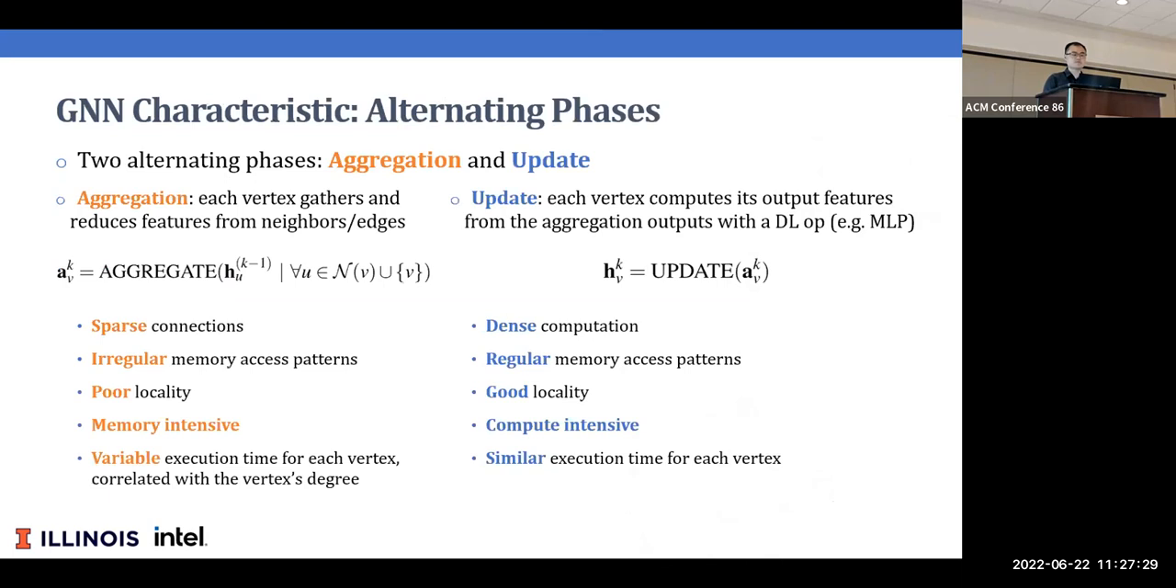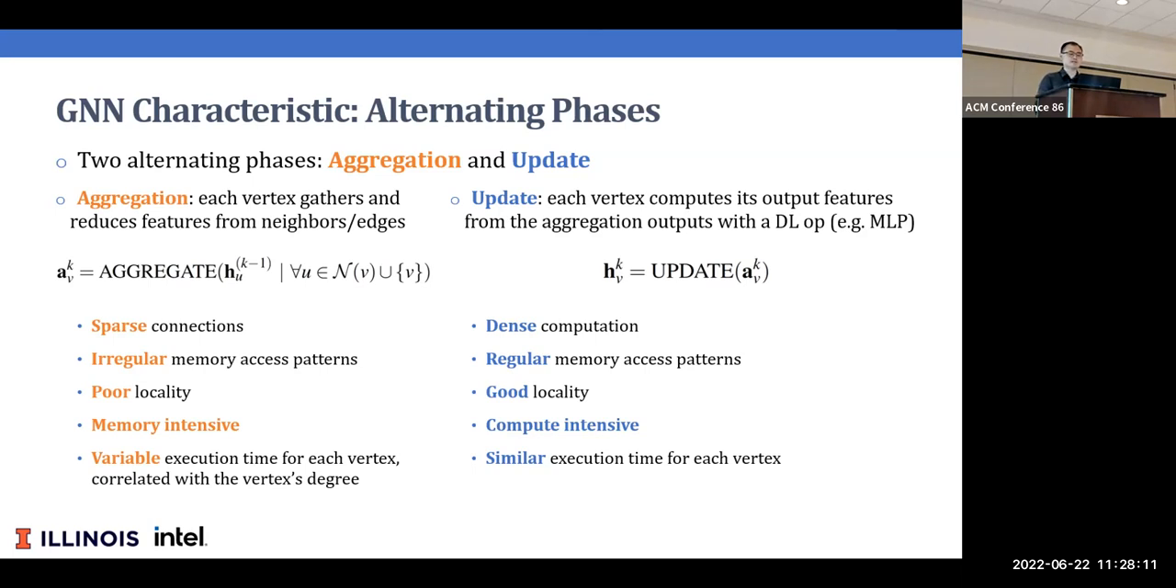A GNN often contains two alternating phases. The first phase is called aggregation, where each vertex gathers and reduces the features from its neighbors and/or edges. The subsequent phase is called update, where each vertex computes its output features from the aggregation result with a deep learning operator such as MLP. The two phases have contrasting characteristics. Aggregation is like traditional graph analytics. It operates on sparse connections, and it is irregular and memory intensive. And the aggregation time of a vertex is correlated with the degree of the vertex.